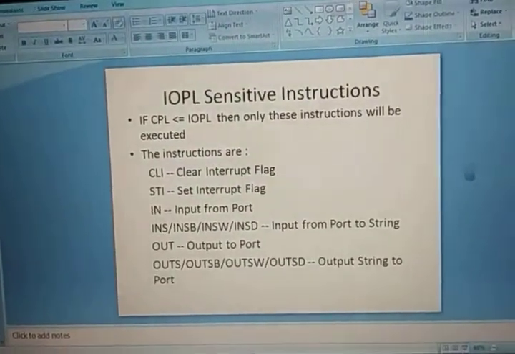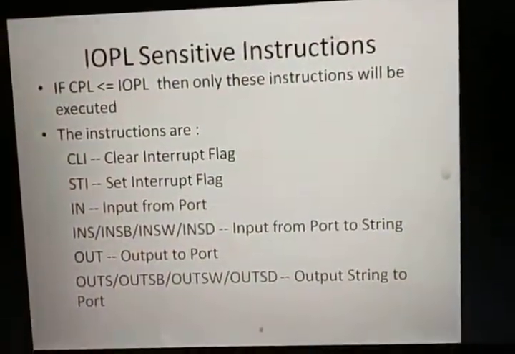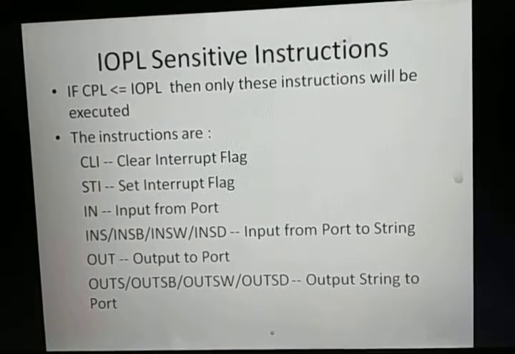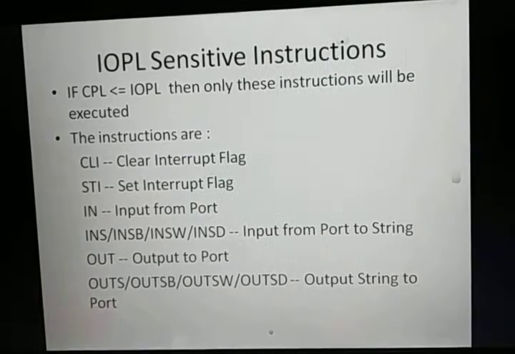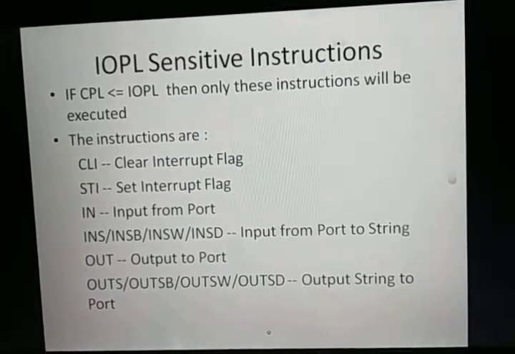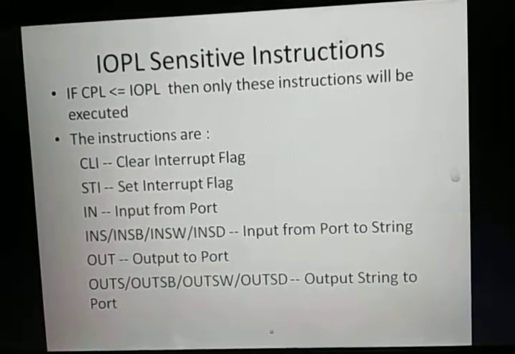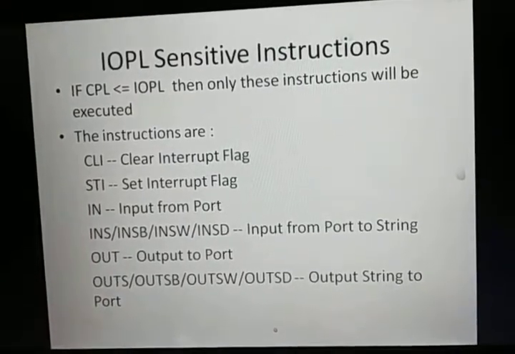Hello everyone. In this lecture, we will discuss IOPL sensitive instructions. The IOPL field is used for executing input-output instructions. This is a privilege instruction, which means without checking the privilege level, we cannot execute it. Only if the current privilege level field is less than or equal to the IOPL field will this instruction be executed. That means your current privilege level should be less than or equal to the input-output privilege level.